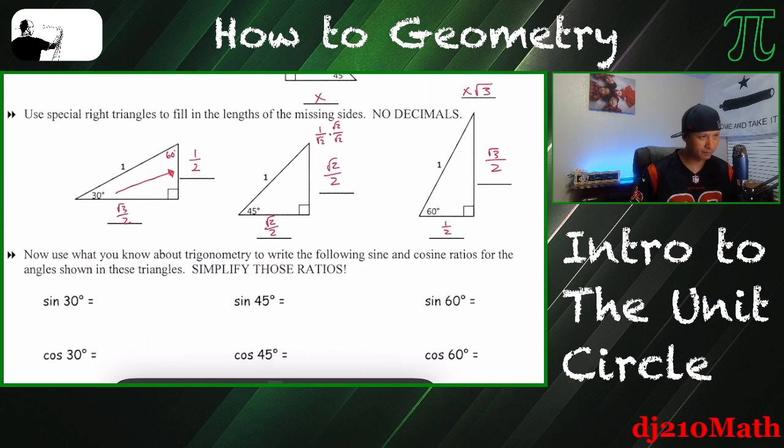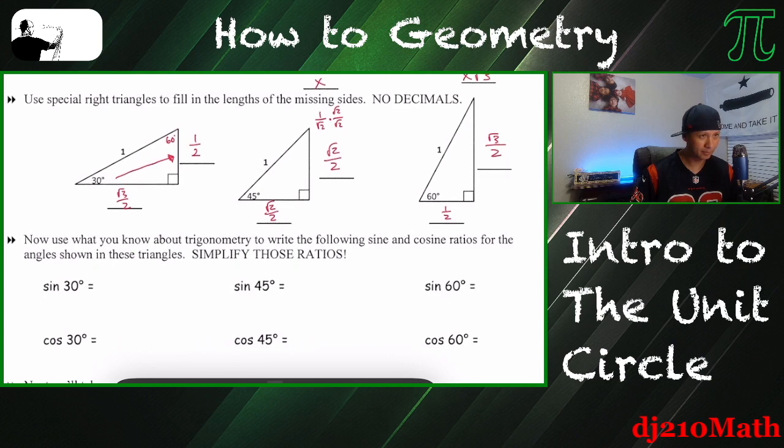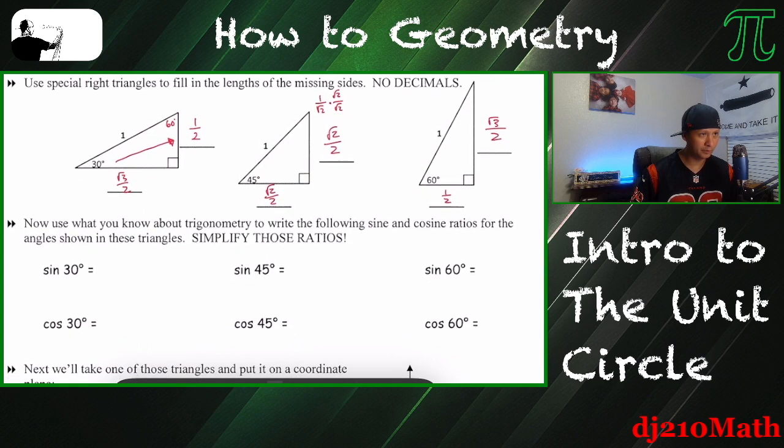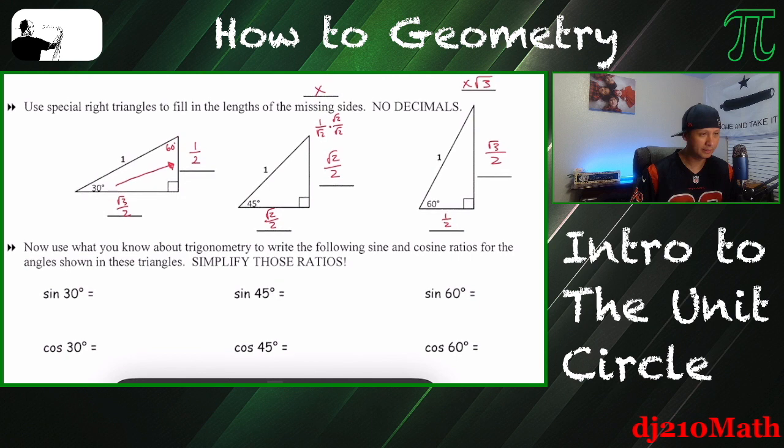So if you look at the examples, right now, if we use basically what we learned in trig, we're taught the acronym SOHCAHTOA. So sine is opposite over hypotenuse. Cosine is adjacent over hypotenuse. Tangent is going to be opposite over adjacent. So that comes up a little bit later.